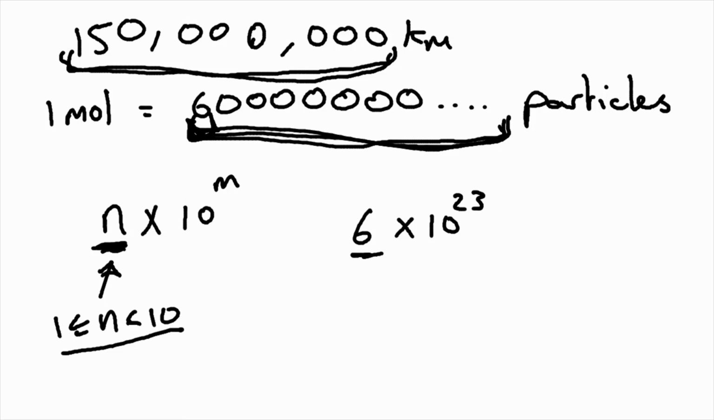We take our example of the distance from Earth to the Sun. We want to find a number between 1 and 10, which we can then multiply by a power of 10 to give us 150 million. So in this case, our number between 1 and 10 is 1.5, and we're multiplying it by 10 to the power of 1, 2, 3, 4, 5, 6, 7, 8 to make it 150 million.